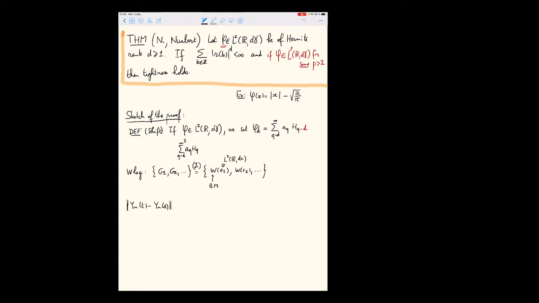Okay, and now I'm going to do the same starting point. So I look at the increment Y_n(t) minus Y_n(s) in L^p(Ω). And this p here turns out to be exactly the same p that we have here. So it explains why we need p to be strictly bigger than 2. This is where this condition comes from.